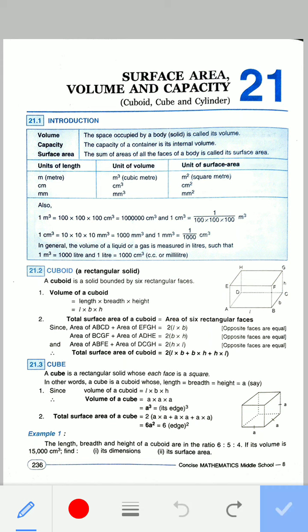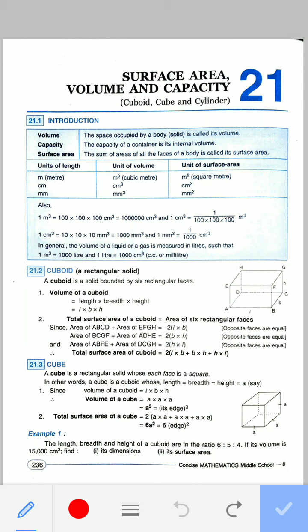Now, there are different types of figures in this chapter. So first is the cuboid. What do you mean by cuboid? A cuboid is a solid bounded by six rectangular faces. That means it has six rectangular faces.